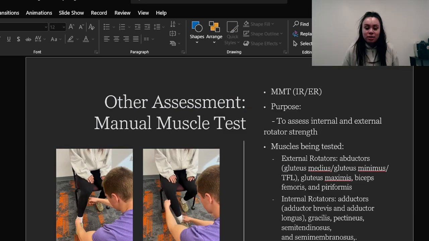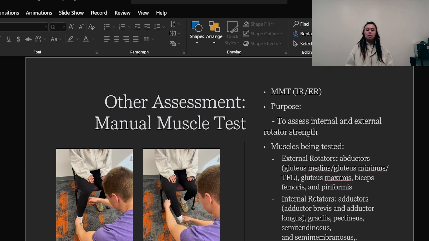Lastly, as another assessment, we'll perform manual muscle testing to assess internal and external rotation of the hip. As you can see per the pictures, you'll place your hand above the ankle for the external rotation and under the ankle for the internal rotation. The muscles being tested for external rotation are the abductor complex, so the glute med, the glute min, and the TFL, as well as the glute max, the biceps femoris, and the piriformis.